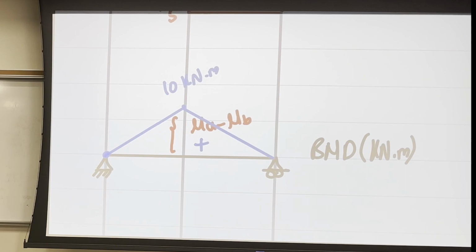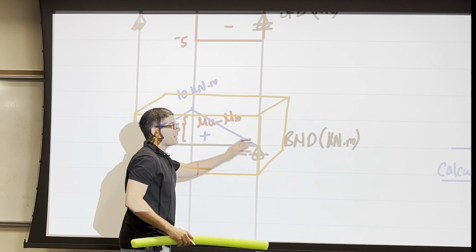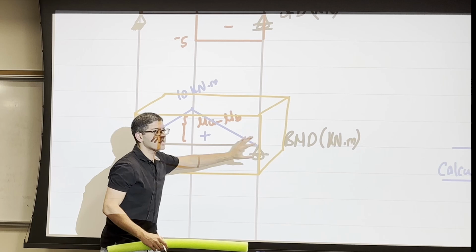So this is, for example, the 3D of the beam. Of course, when you draw the bending moment diagram, don't draw 3D. This is just for explanation purposes. Once you draw the positive bending moment, that's enough for the bending moment. What I'm drawing now is just for the purpose of explanation.